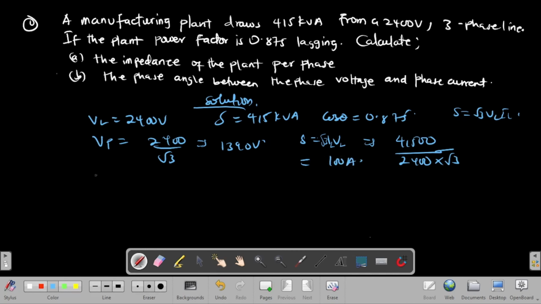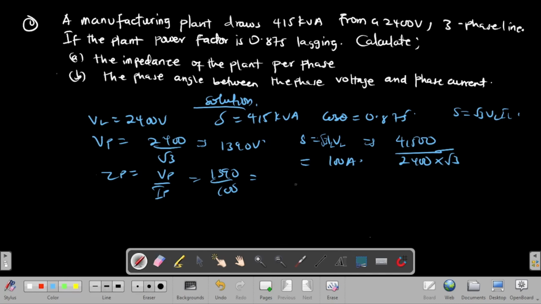Now let's finally go to the B part. We now have the current, now we need the Z. So the ZP, which we are looking for, is our VP over our IP. Since this is a star, our IL will be the same as our IP, so it's still 100. And my VP was 1390 over 100. This gives me 13.9.